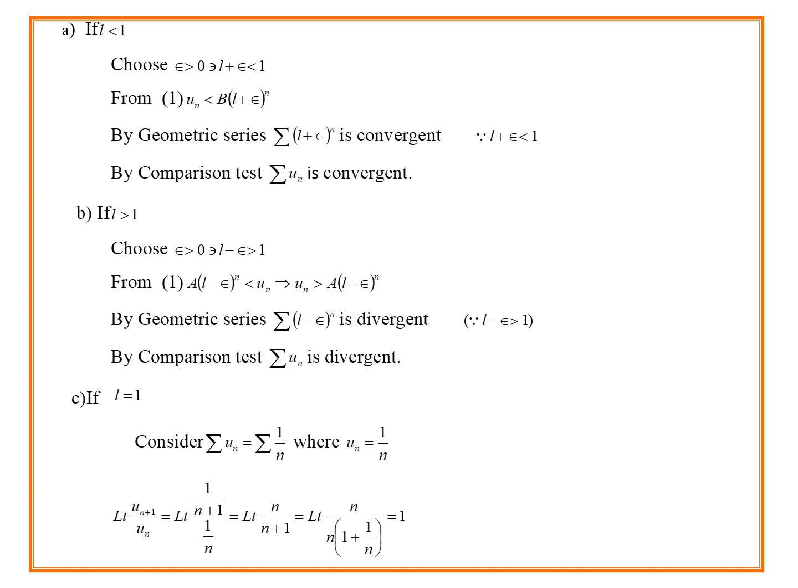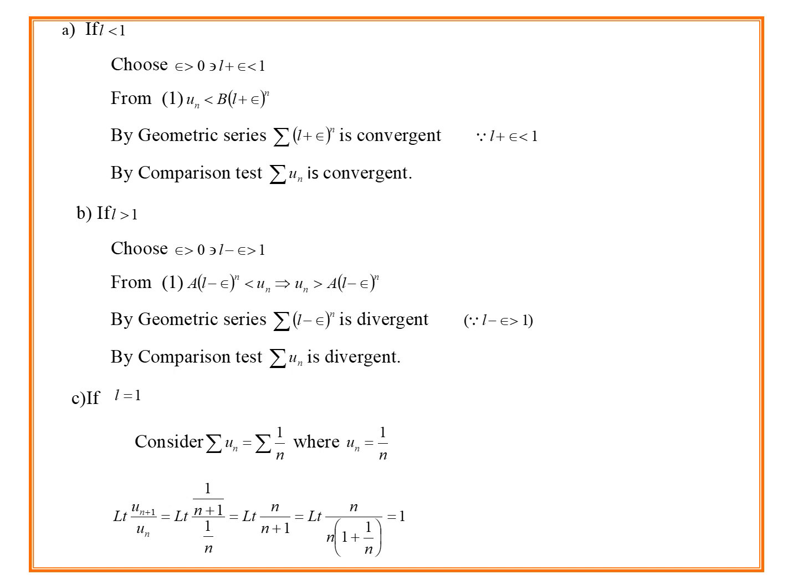So by the geometric series, sigma (L minus epsilon) whole power of n, what is that? Divergent. Why? Because L minus epsilon is greater than 1. So equation 1 satisfies this condition. So by the comparison test, sigma un is divergent.